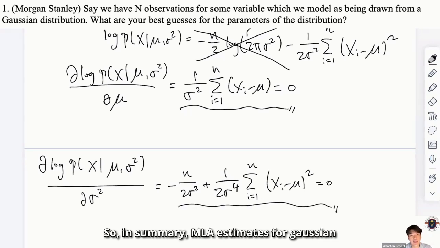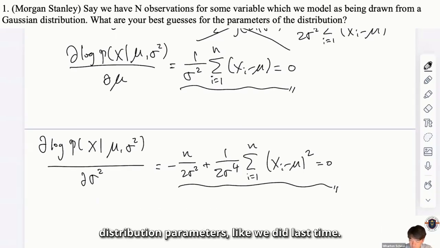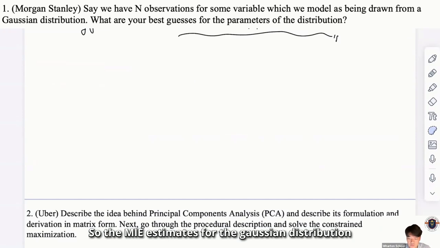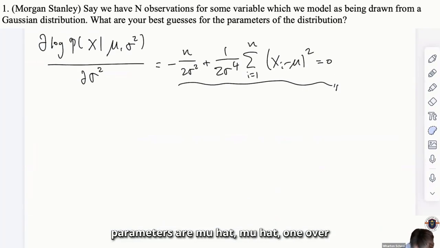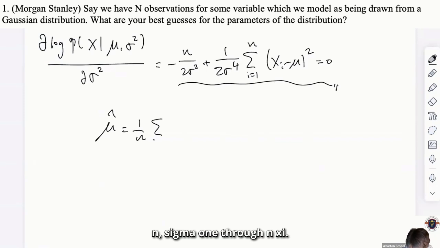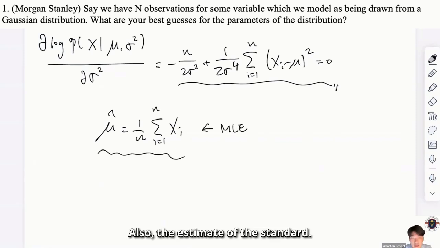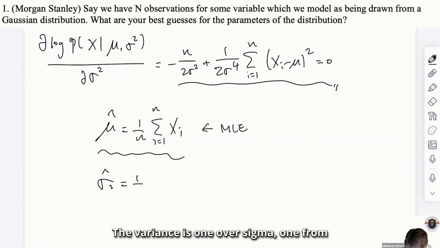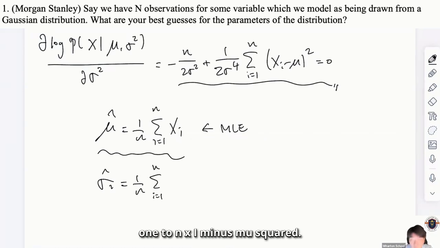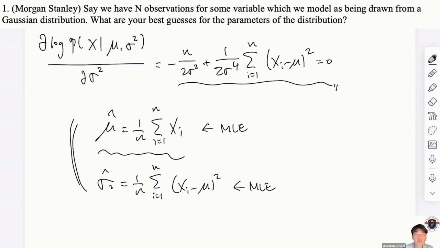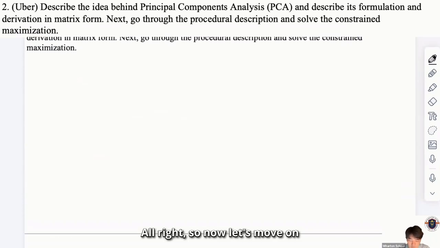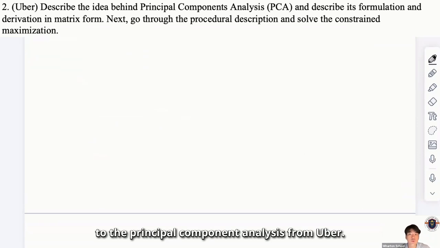So in summary, the MLE estimates for the Gaussian distribution parameters are mu hat equals 1 over n, sum from 1 through n of xi. This comes from MLE. Also, the estimate of the variance is 1 over n, sum from 1 to n of (xi minus mu) squared. So this also comes from MLE. Okay. All right. So now let's move on to the principal component analysis question from Uber.